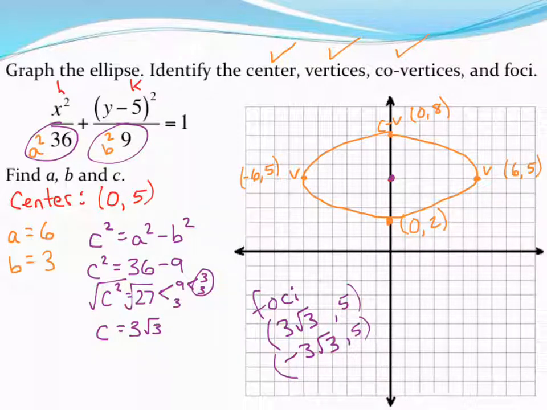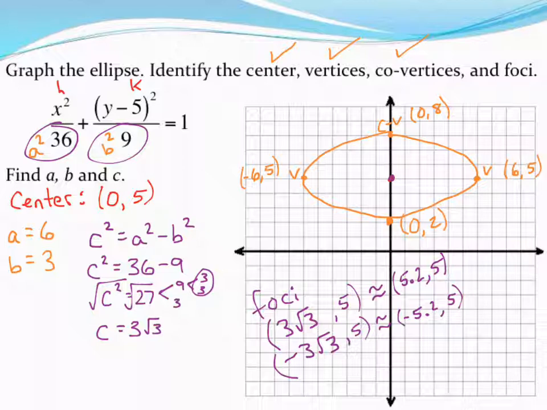So I'm going to count 3 root 3 over, and then up 5, and then negative 3 root 3 over, and then up 5. The problem is, I don't know how to count 3 root 3. So even though those are nice, exact, accurate answers, if I want to plot this, I'm going to probably want some approximate answers. So let's use a calculator and find out what 3 root 3 is as a decimal, and similarly negative 3 root 3. If I do that, I see that that point's approximately 5.2, comma 5, and then obviously negative 5.2, comma 5.